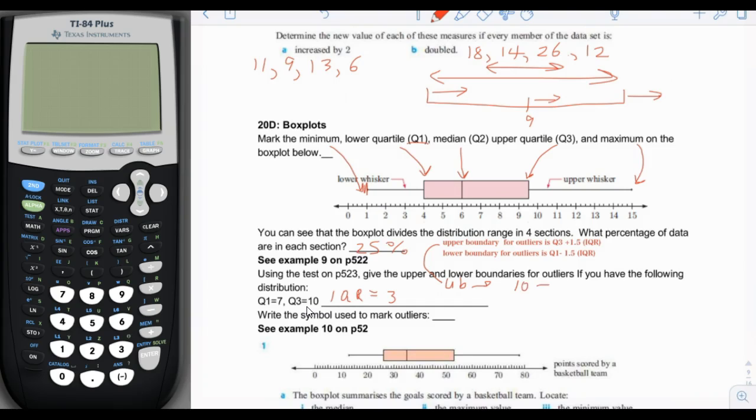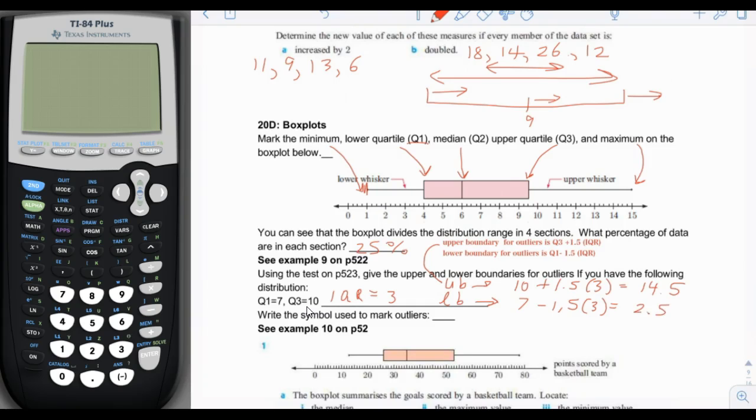So the limit's going to be 14.5. The lower boundary is going to be the Q1, which is 7, and then we're going to subtract 1.5 times 3. It's going to be 7 minus 4.5, which is going to be 2.5. Okay, so anything lower than 2.5, we're going to reject. Anything above 14.5, we're going to reject as outliers.